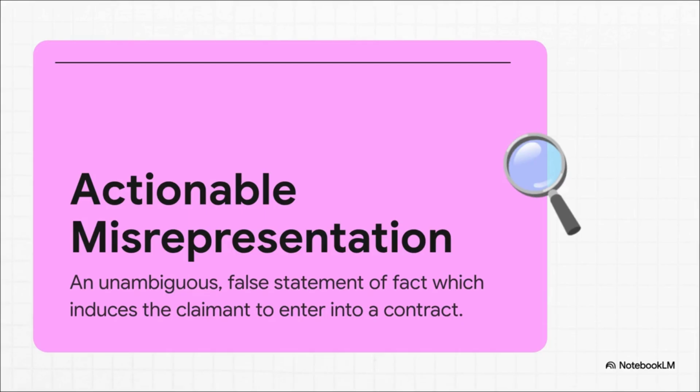Okay, so this is the core legal definition you need to have locked in your brain. An actionable misrepresentation is an unambiguous, false statement of fact which induces the claimant to enter into the contract. Those four parts, unambiguous, false, fact, and induces, are the absolute building blocks. Let's break down what each one really means.